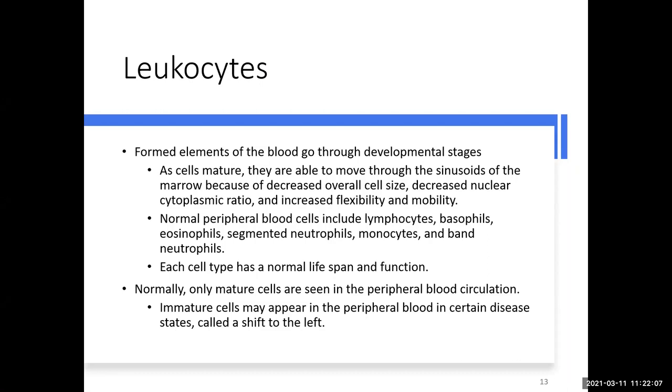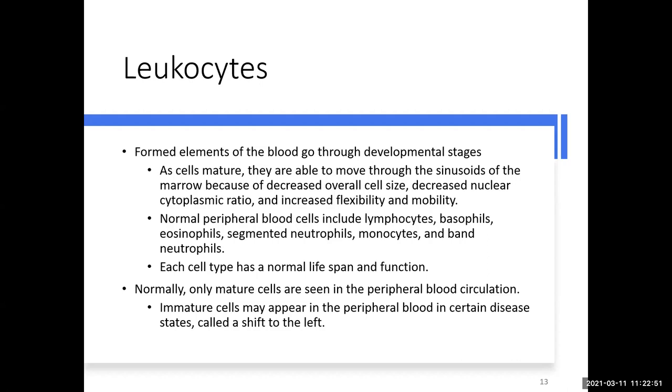Leukocytes are your white blood cells, the formed elements of blood that go through developmental stages. As cells mature, they are able to move through the sinusoids of the marrow because of a decreased overall cell size, decreased nuclear cytoplasm ratio, and increased flexibility and mobility. So as the cells of your white blood cell line mature, they get smaller, just like the red cell line. That makes them able to cross the sinusoids a little bit better.